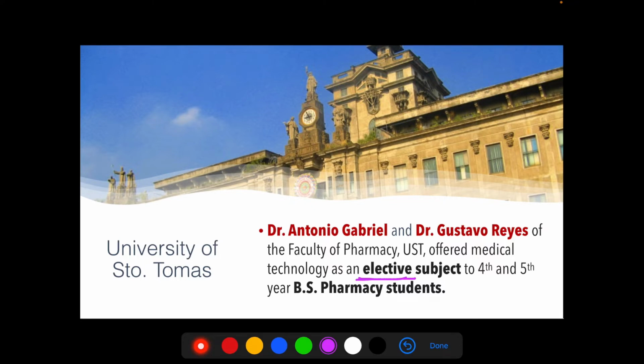So you just have to take note that there are different classifications of courses. So it could be core courses or again, elective courses. So when we say core courses, that means these are mandatory courses that you must study to meet the requirements of your program. However, elective courses are the courses that you can choose, allowing you to study the topics that only interest you. So again, in UST, medical technology education started as an elective subject for BS Pharmacy students.